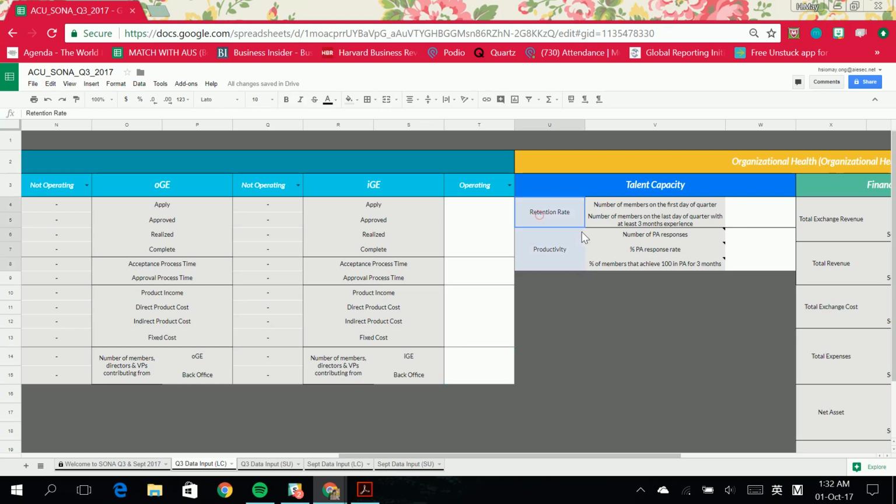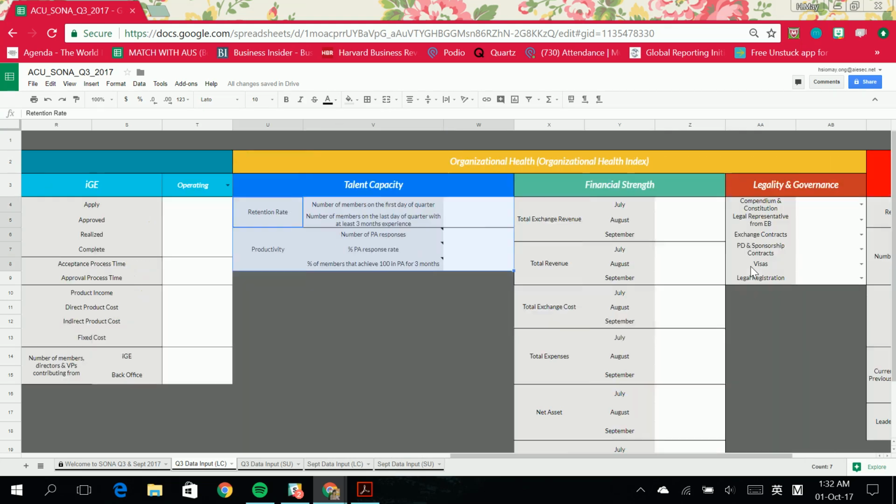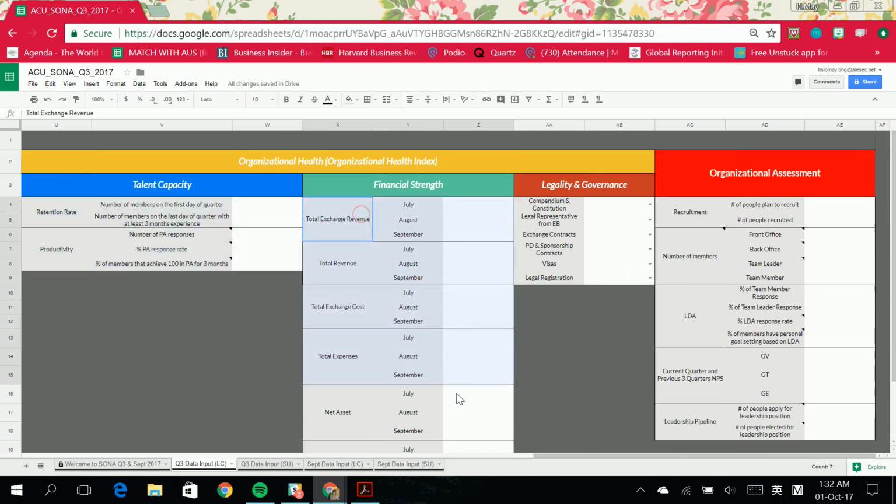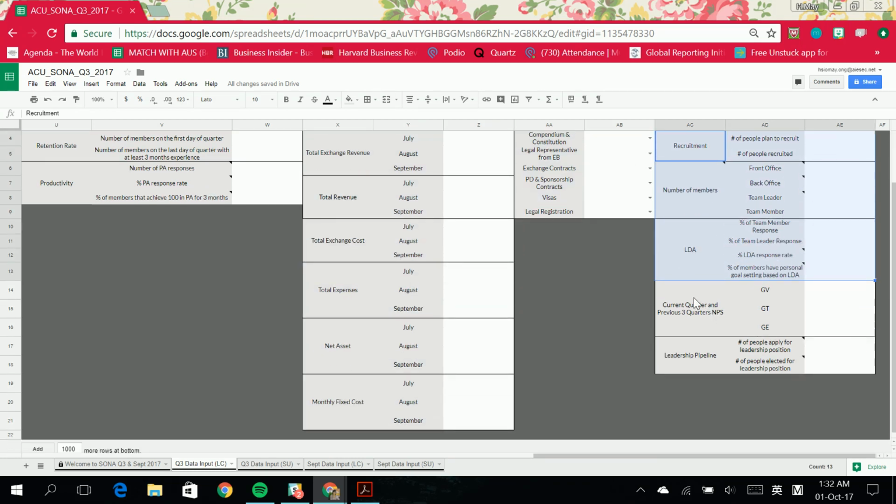And then your VPPM will fill in the retention rate, productivity, and then your finance will fill in here the financial strength and the legality and governance. And then your VPPM will fill in recruitment, number of members, LDA here. And then your VP operations, which is iGV, iGT, will fill in this one, NPS.